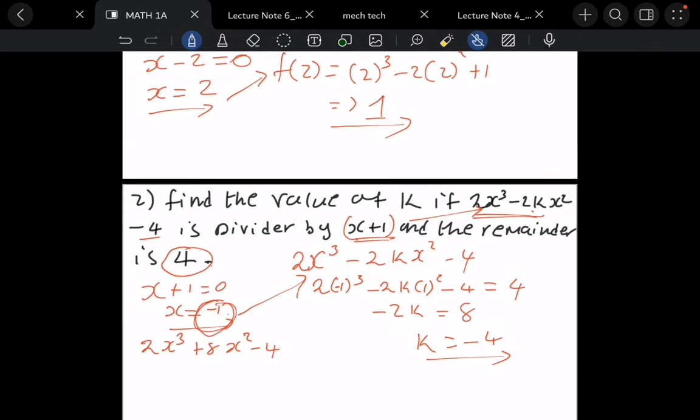If you substitute negative 1, we get negative 1 cubed plus 8 times negative 1 squared minus 4. Now you can really see this is negative 2, that is negative 4. So it's going to be negative 2 plus 8 minus 4. Your answer is going to be 2.